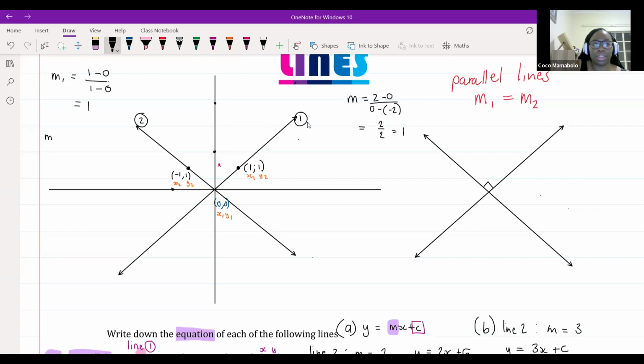If I calculate the gradient of line 2, I'm going to get my y value, which is y2, 1, minus y1, which is 0, over x2, which is -1, minus x1, which is 0. So the gradient of line 2 is going to be -1. So the gradient of line 1 is 1. The gradient of line 2 is -1.